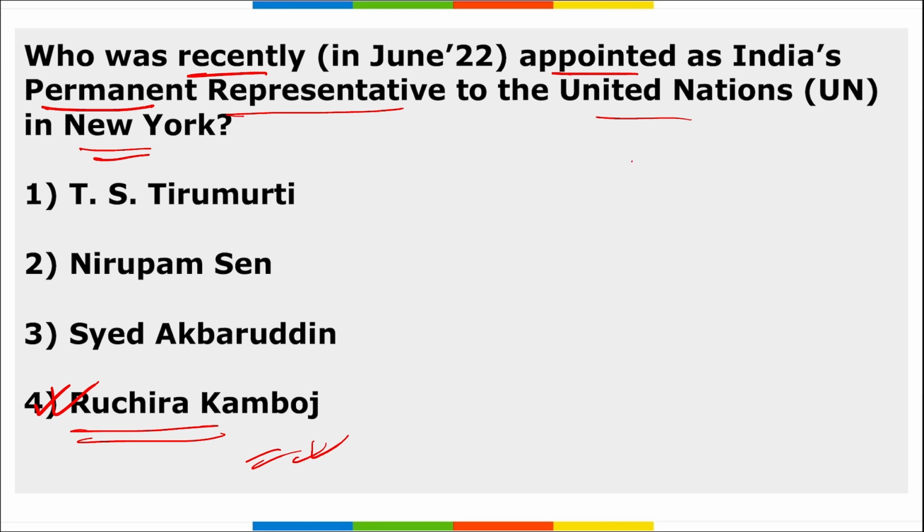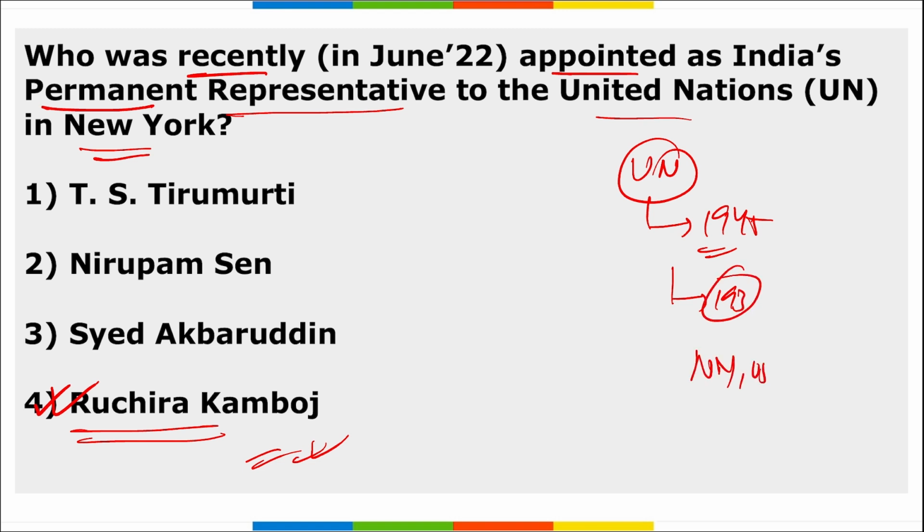Who was the first female ambassador of India to the Kingdom of Bhutan? It is Ruchira Kamboj. If we talk about the United Nations, when was it established? It was established in 1945. How many members are there? 193 members are there. Where is the headquarters? It is in New York, United States of America.